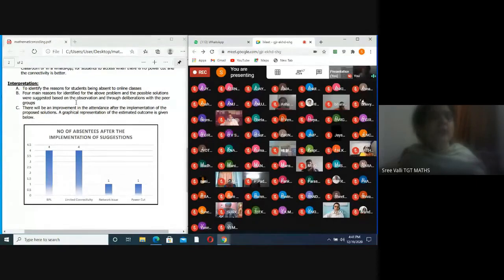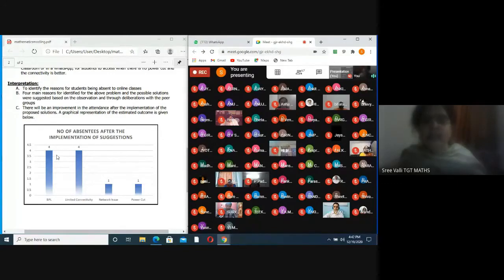The possible solutions were suggested based on the observation through the deliberations with the peer groups, and this will improve the attendance. For the implementation of the proposed solutions, a graphical representation and estimated outcomes are given below. As we implemented the same, we observed that the absenteeism has been reduced.